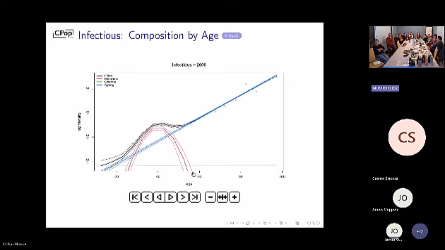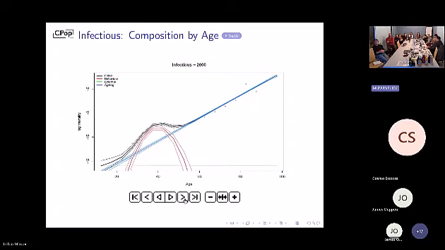So here all Markov chains converge, so our results are stable and credible, and this is how the behavioral component looks. It's a bell-shaped thing centered around age 40 in the year 2000.